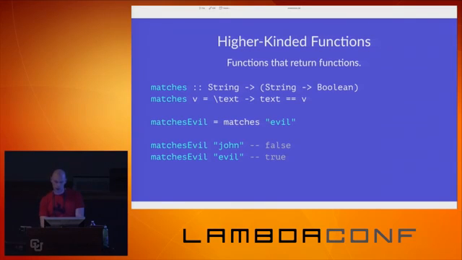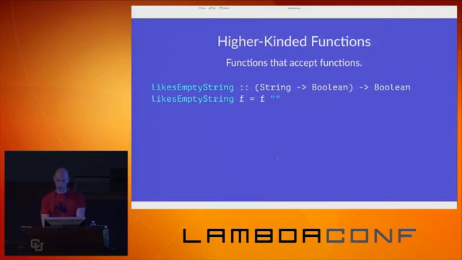So I call my matches function with evil, and for matches, the domain is a set of strings. So I'm going to feed in this evil string to my function, and it's going to take this and return another function that's going to tell me if a string I feed it matches evil. And so I create this matches evil function by passing in a string evil to this higher order function matches, which returns another function. So matches evil here is a function. Matches evil is a function that takes a string and returns a Boolean value. And then I test my function called matches evil against John and evil. With John, it returns false. With evil, it returns true.